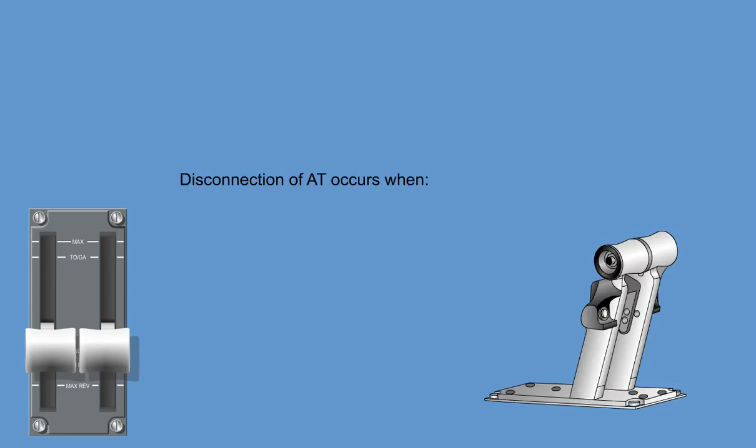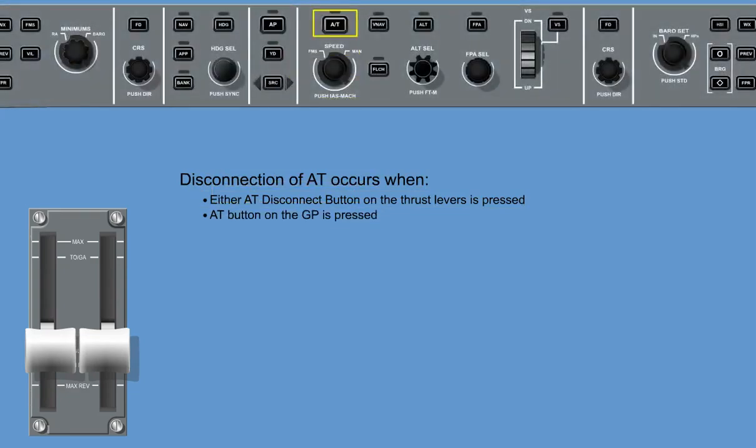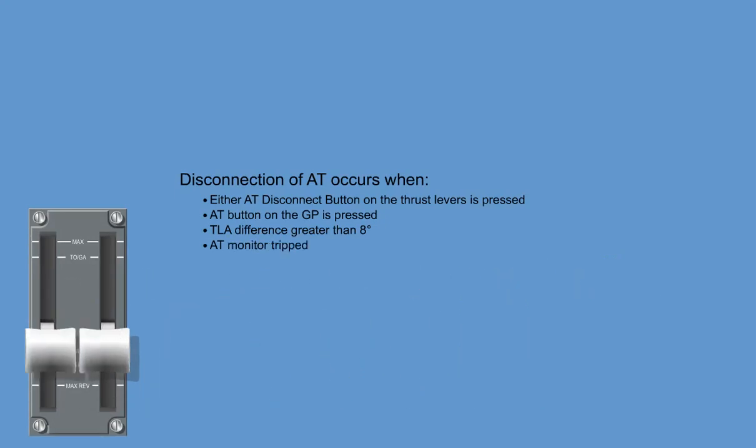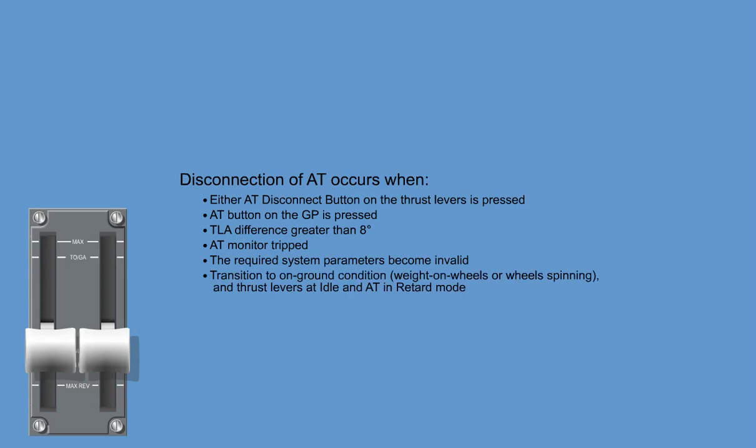Disconnection of autothrottle occurs when either autothrottle disconnect button on the thrust levers is pressed, the autothrottle button on the guidance panel is pressed, or there is a thrust lever angle difference greater than 8 degrees. Also when the autothrottle monitor is tripped, the required system parameters become invalid, or there is a transition to on-ground condition, weight on wheels or wheel spinning, with thrust levers at idle and auto throttle in retard mode.